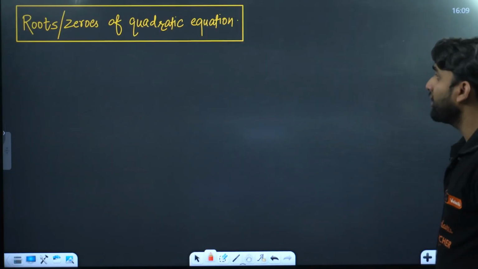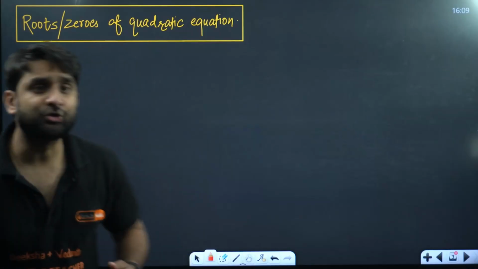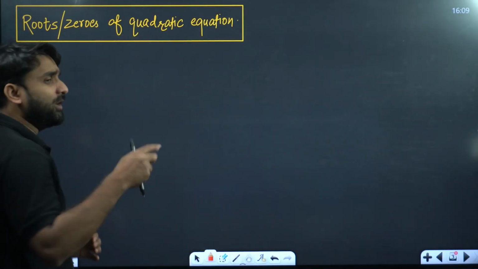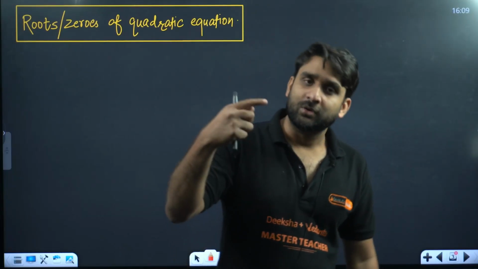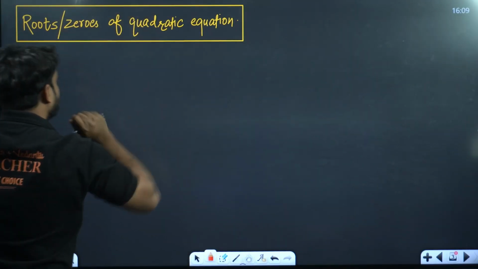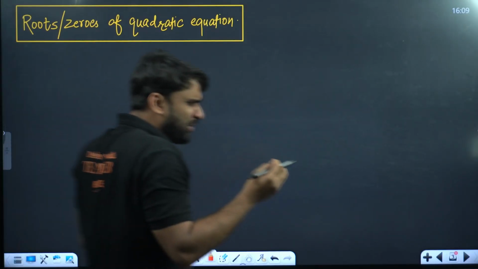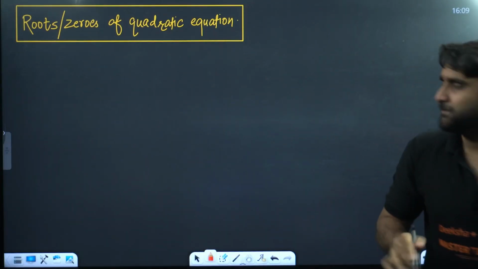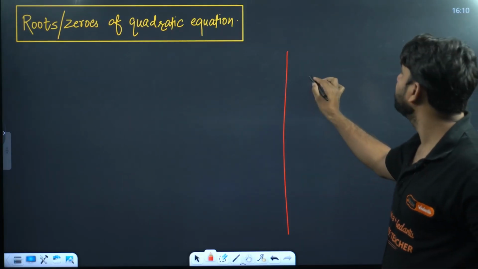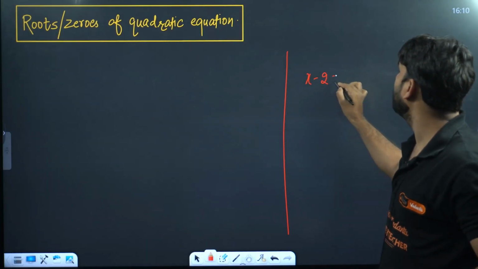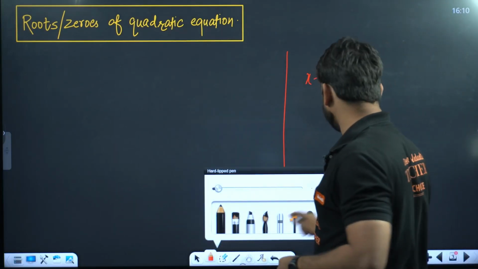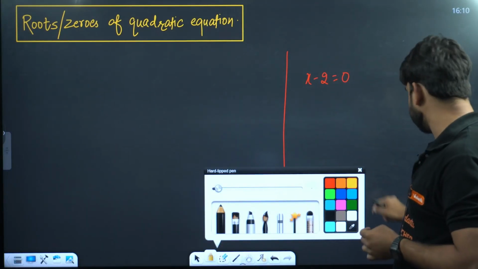Moving to next. Now let's talk about roots, or we can say zeros, of any quadratic equation. What are called roots or zeros of any quadratic equation? So let's look here, champion, and take an example. If I ask you, here, x minus 2 is equal to 0. This equation is given: x minus 2 is equal to 0.